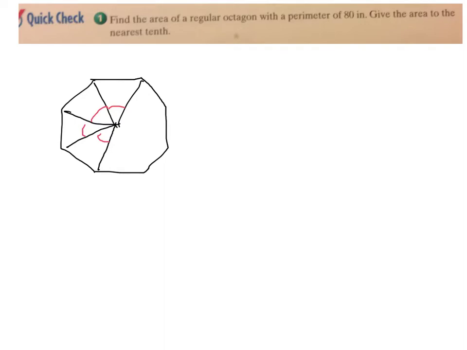Well, I tried to draw a regular octagon. Just pretend that all those sides and all those angles are the same. Then I drew what are called the radii from the center to each vertex. And then I drew the red arcs, which are the angles formed by all the radii. To get that, you do 360 divided by 8. So hopefully you would agree that each of those red angles is 45 degrees.